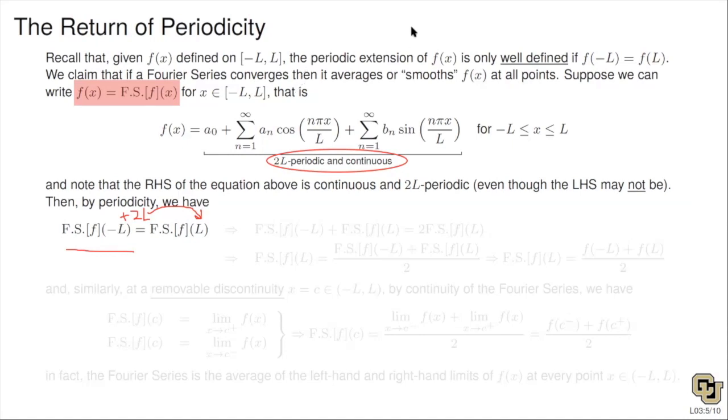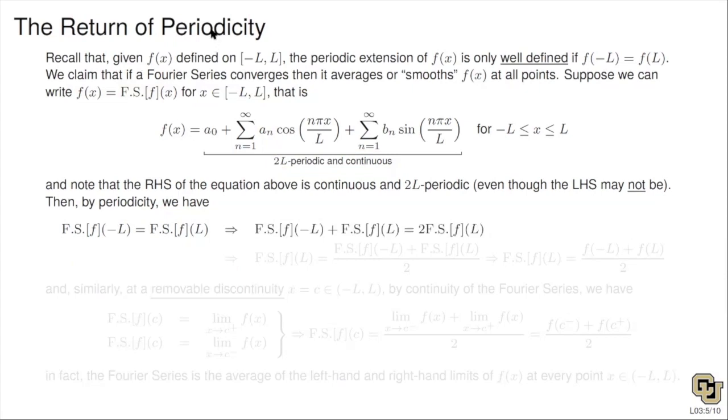Okay, now math trickery. Add the Fourier series of f evaluated at L to both sides. I'm pretty sure I'm traumatizing you right now. Add the Fourier series. Oh, I'm just going to go to the next thing.